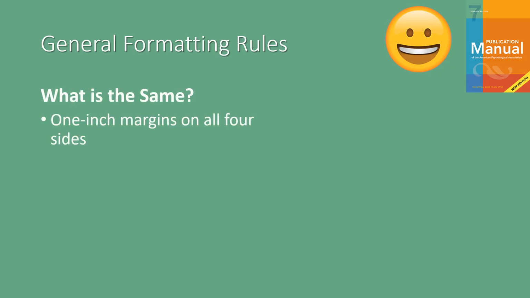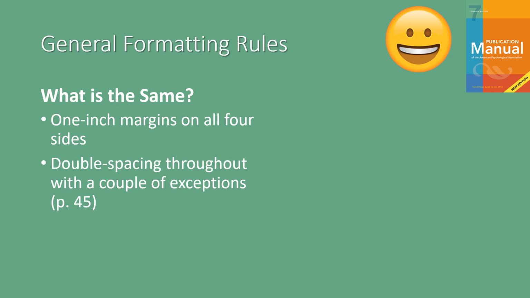Okay, first, the general formatting rules. What is the same as before is that all pages have a 1-inch margin on all 4 sides, so that part's exactly the same as the 6th edition, and we still use double spacing throughout the paper. Except for a couple of situations. Those situations haven't changed since the 6th manual. If you really want to know, you can go to page 45 of the new manual and you can find out what special exceptions there are. But for most things that you will be doing, you just need to know double space throughout the paper.